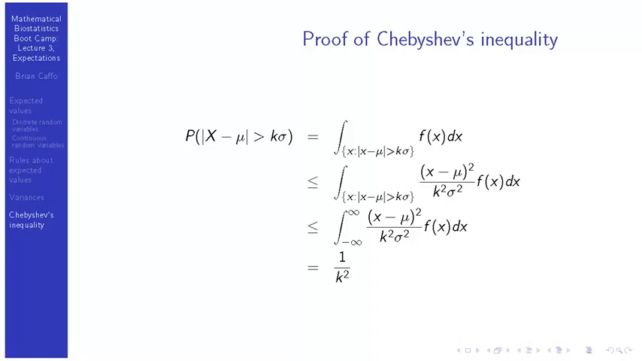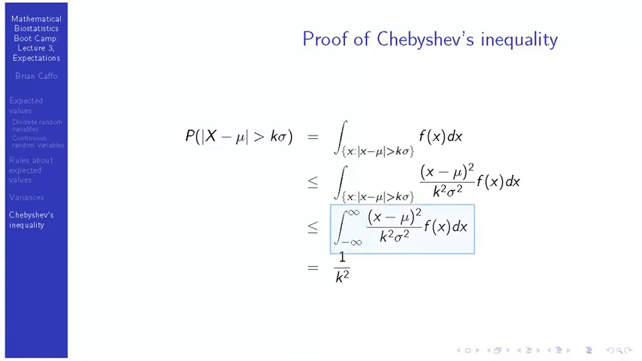Okay, so now we have this quantity here, and we'll only make it bigger yet if, instead of integrating over this restriction of the domain, we integrate over the whole thing from minus infinity to plus infinity, because the x minus mu squared is strictly positive, so we'll only make it bigger.